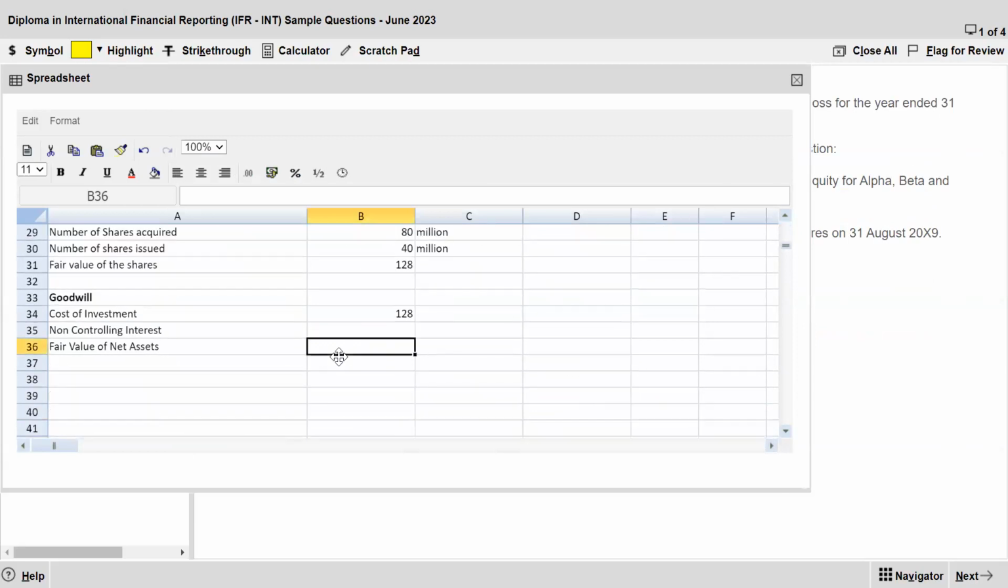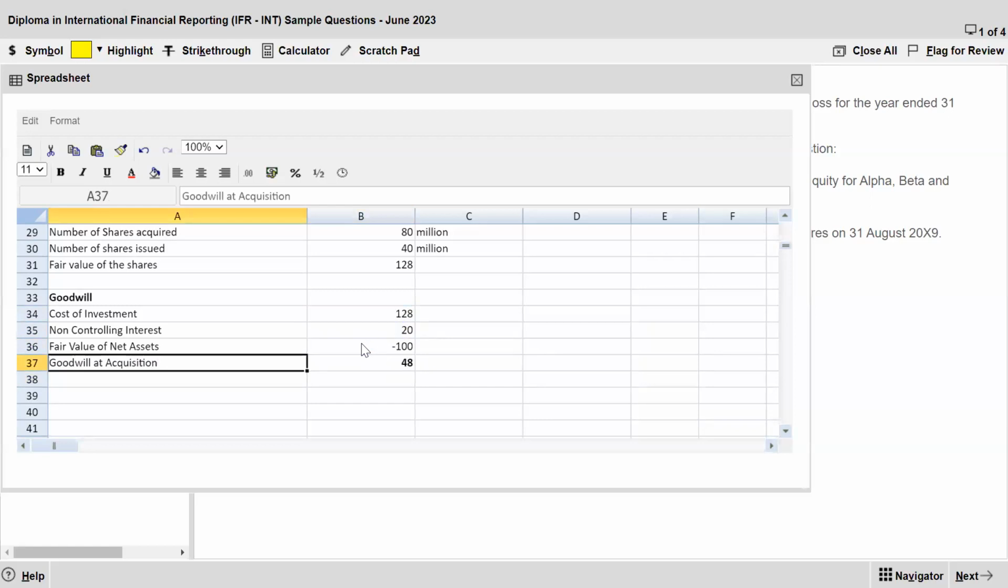Okay, it says it was 100 million. So the non-controlling interest is going to be this times 20%. Resultingly, you would have the goodwill, which is going to be 48 million. So this is going to be the goodwill at acquisition.